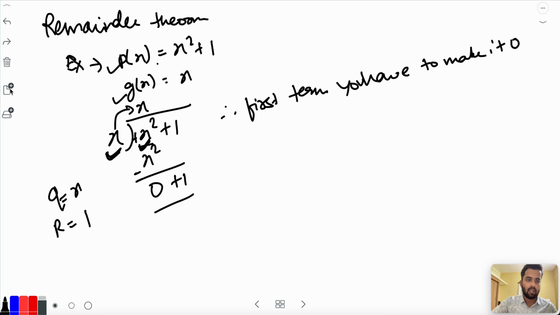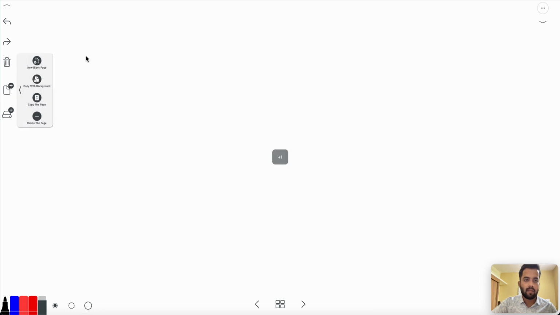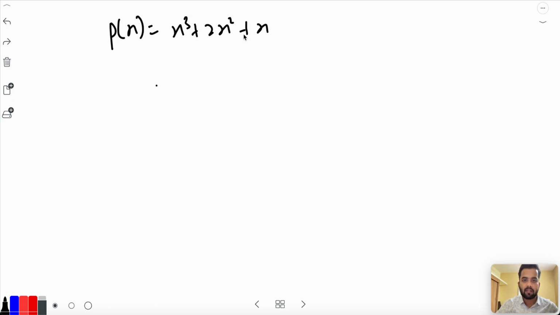See, I will write the big example also. Let's take a big one. Assume we have p(x) value as x cube plus 2x square plus x. Let's take a big value, okay? And g(x) value is x minus 1. Assume we have like this, okay? Now what I told, g(x) value you have to take outside, p(x) value inside.